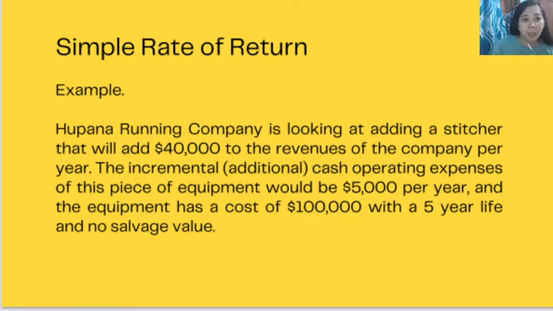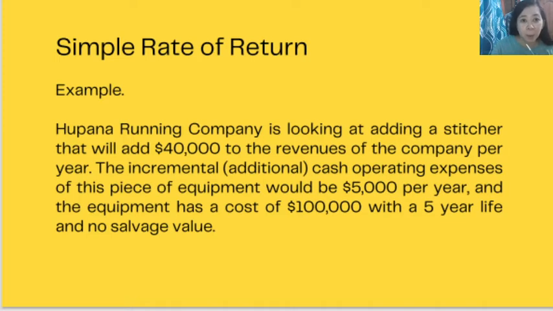Okay, so we have here the company Hupana Running. So they are looking at adding a stitcher that will add $40,000 to the revenues of the company per year. So the incremental or additional cash operating expenses of this piece of equipment would be $5,000 per year. And the cost of the equipment is 100,000. Its useful life is 5 years with no salvage value.